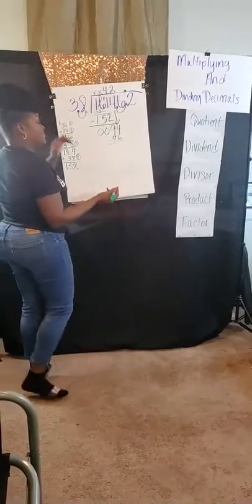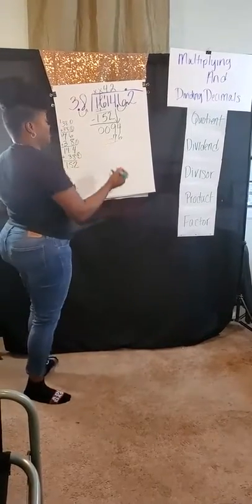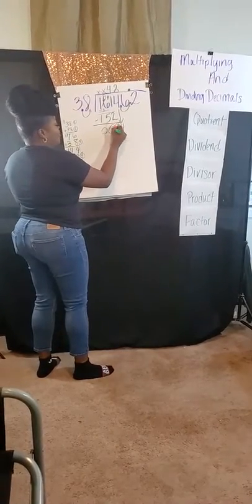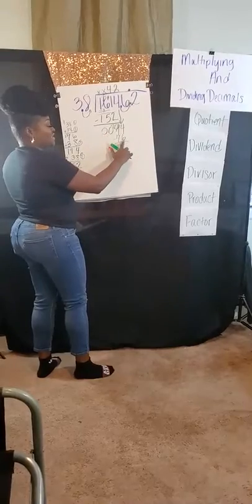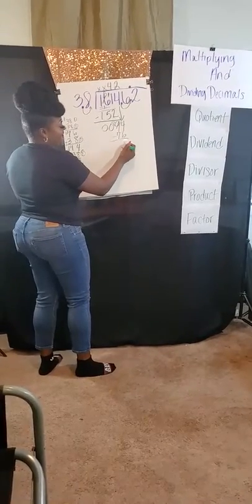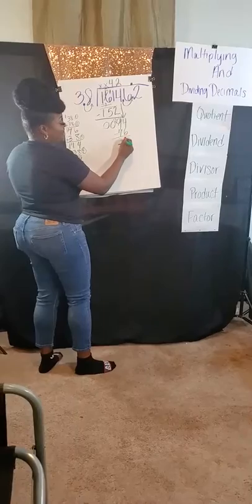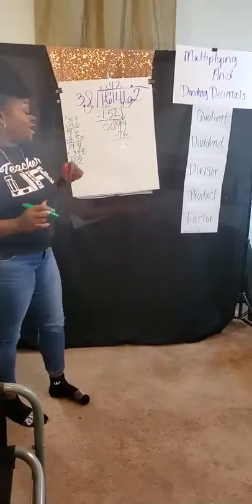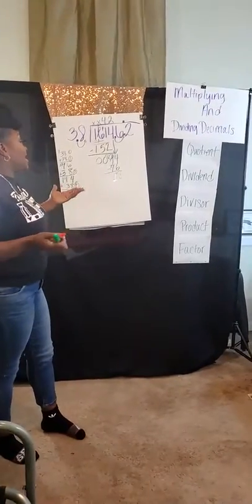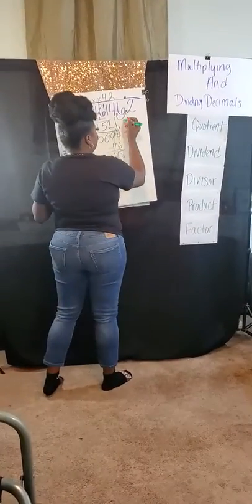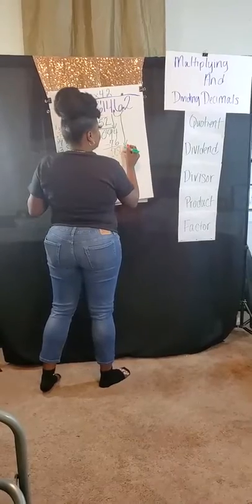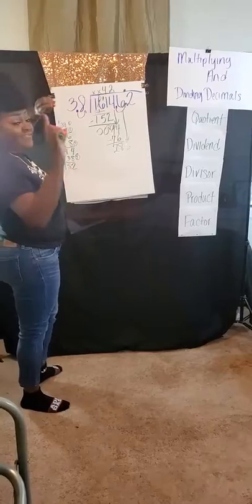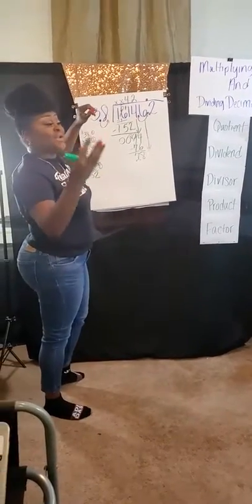Then we subtract: 94 subtract 76. 4 take away 6? I don't think so. So we have to go next door and borrow. 14 take away 6 is 8. And 8 take away 7 is 1. Next step. Again, bring down. So we have to see: divide, multiply, subtract, bring down.